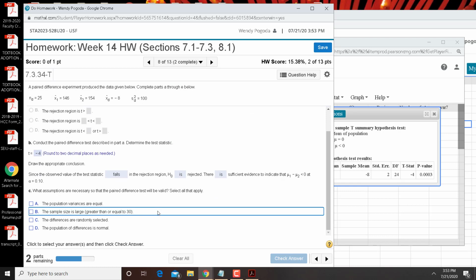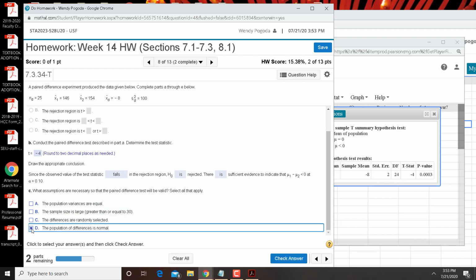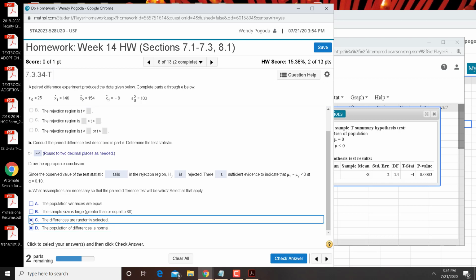As far as our assumptions go, since we have a small sample size, when we take the differences between x1 and each of the x values, the before and the after x values, we need those distributions to be normal. Remember, we have to assume that whenever the sample size is small. We also need it to be random, and that's really all the assumptions we need.